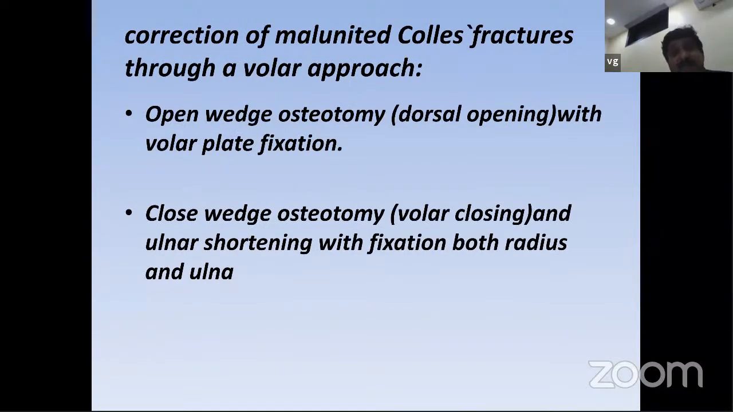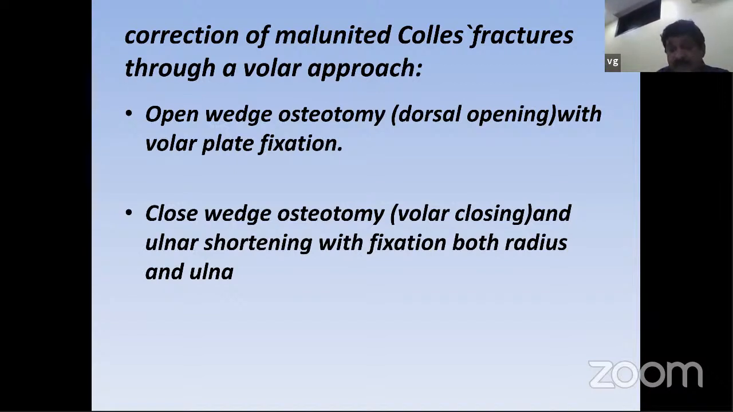Correction of malunited distal radius through a volar approach can be done in two ways: by doing an open wedge, that is a dorsal opening wedge osteotomy using a volar plate fixation. We'll throw some light on this. Or a closed wedge osteotomy by doing a volar closing osteotomy. And in such cases, usually we have to combine ulnar shortening with the fixation of both radius and ulna.